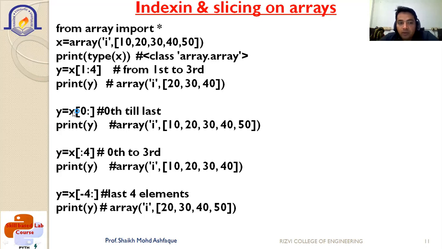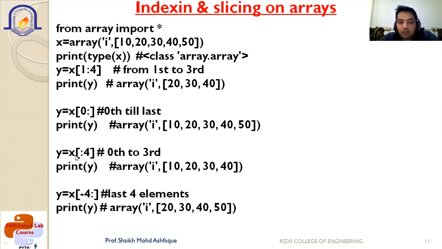If you are using y is equal to x of 0 colon, we are not writing anything after the colon. So it will print from 0 till the last. If you want to print from the second to the last, you can use 2 colon, so it will go from 2 to the last. Whenever you print the value of y, it will display all the elements available inside the array as 10, 20, 30, 40, and 50.